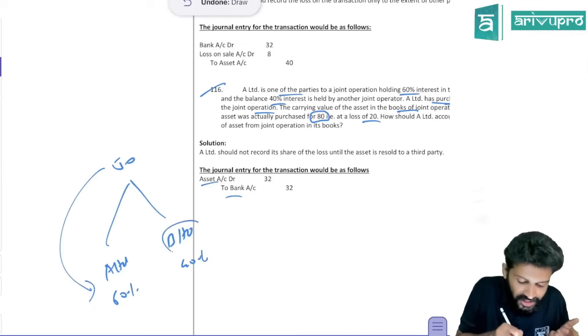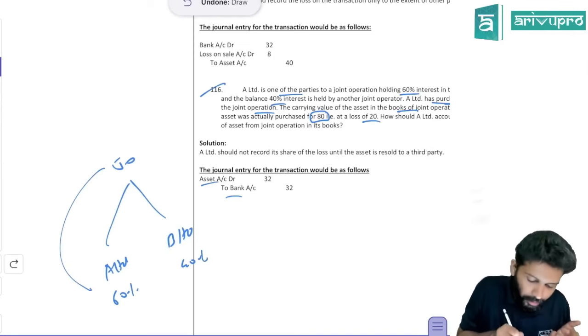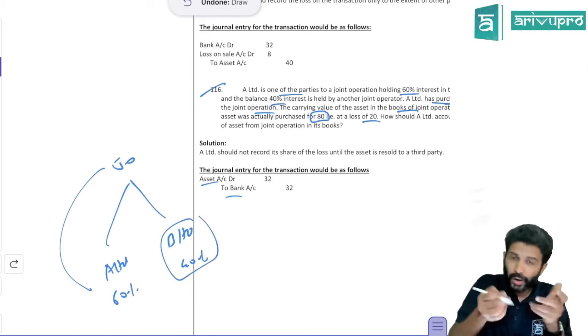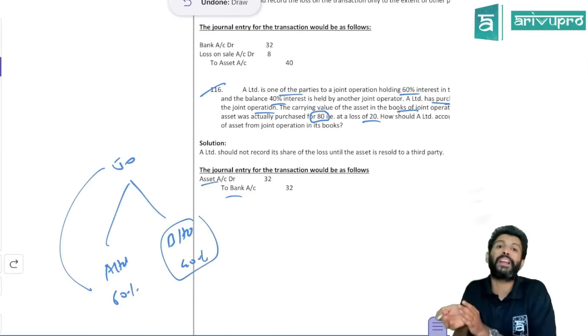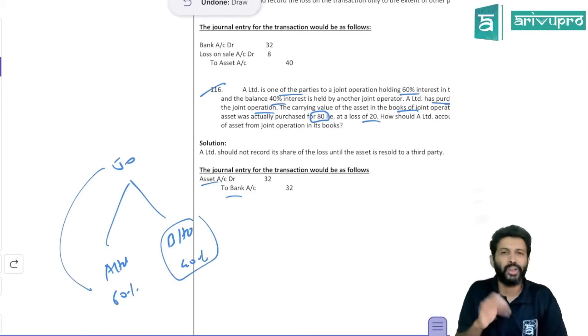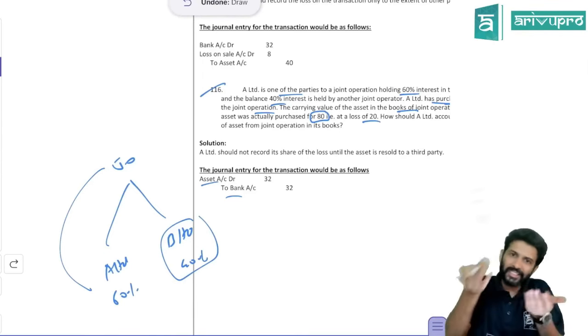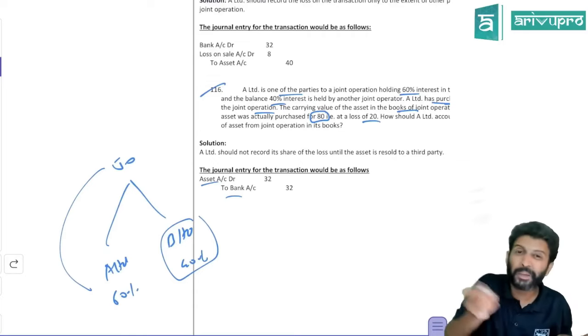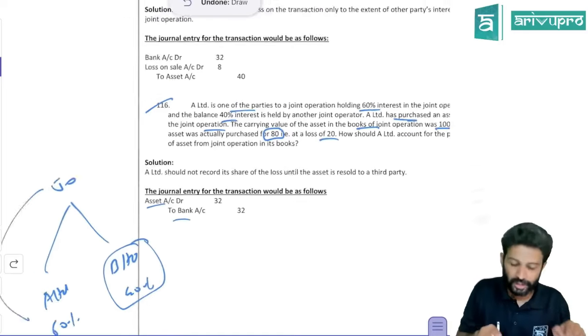What you have really purchased is the other 40%. Because before, that asset was there with whom? JO. If JO had any asset, 40% of the asset belongs to B Limited. Now you have purchased, which means this 40% has come back to you. So it is not a 100% purchase, because anyway 60% of the asset was yours only from the beginning. What you have really purchased is the other party's share, which is what? 40%. So you can't record the entire amount.